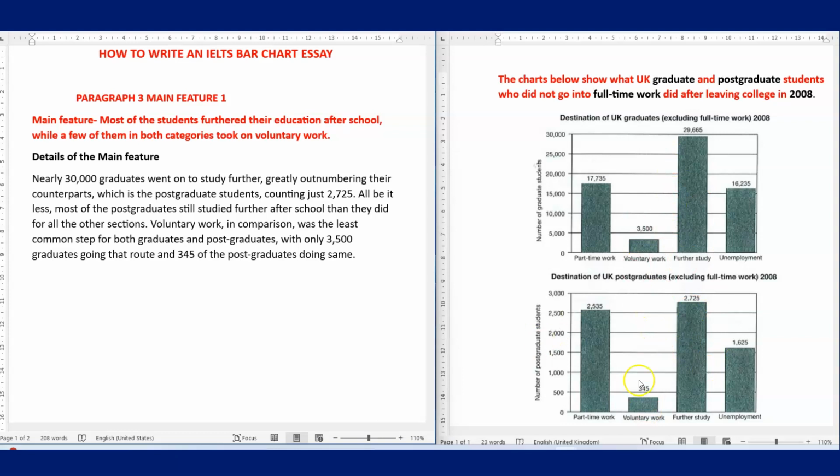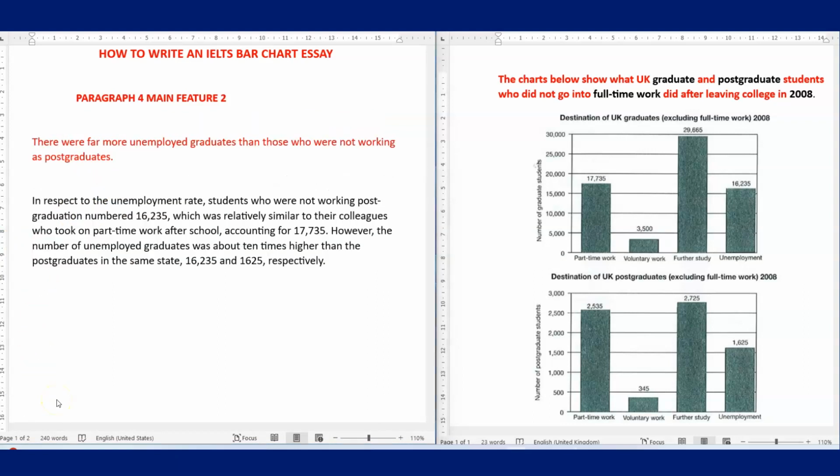All right, so let's look at the next section. This is what you have to do in the main feature. You have to make sure you are specific. You are not giving any irrelevant or incorrect or inappropriate sentences. You have to stick to the values and make sure you provide the figures to support what you have written. So this will be the final part of the essay.